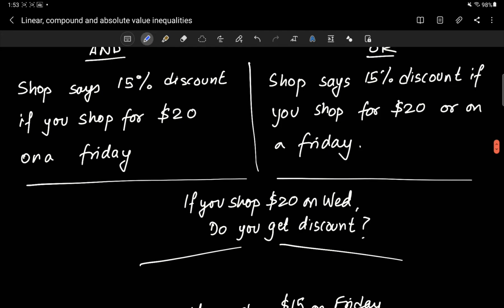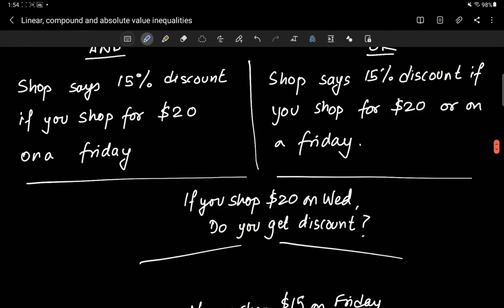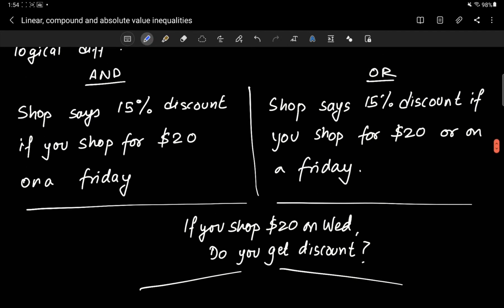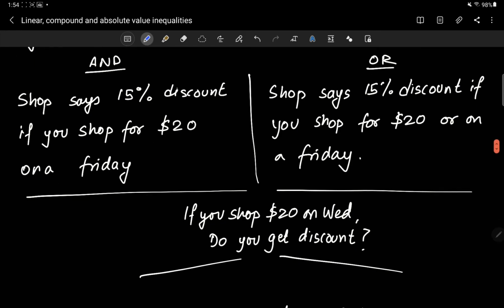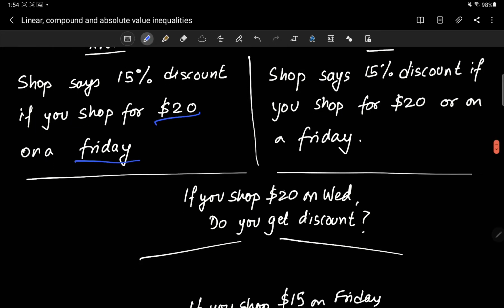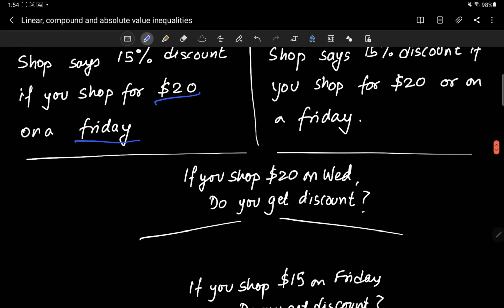The use of and, or in math is sometimes slightly different from how we use it in the language sense. For example, if a shop says there's a 15% discount if you shop for $20 on a Friday, typically it means that you have to shop for $20 and you have to shop on a Friday. So if you shop for $20 on a Wednesday, then in the and situation, you don't get a discount because it's not a Friday.